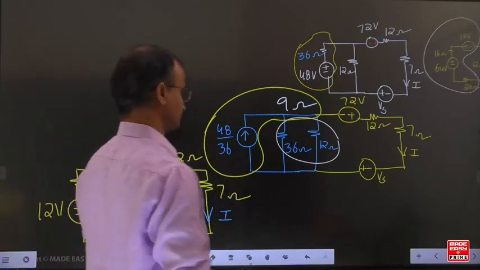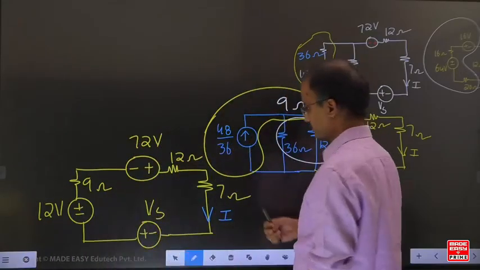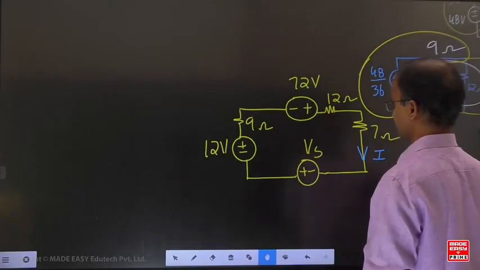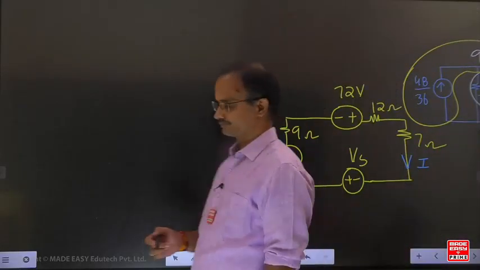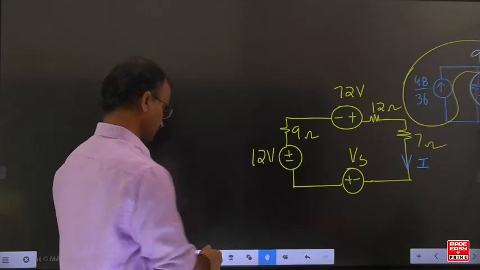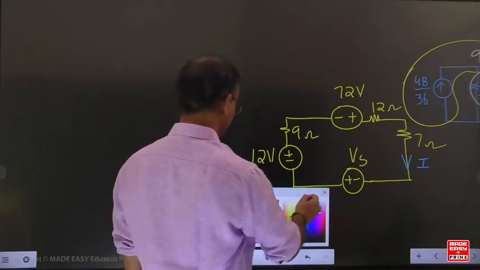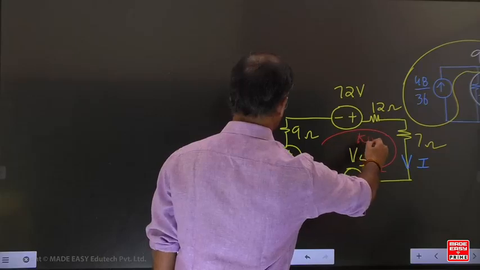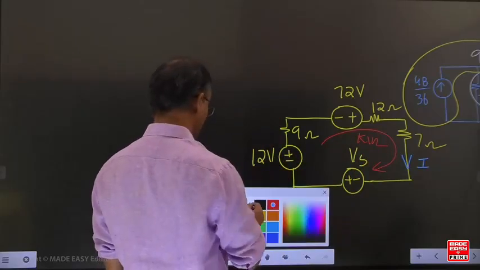Try to convert this current source into an equivalent voltage source. Finally, we get a network like this. Now for this one, can you write the respective KVL equation?